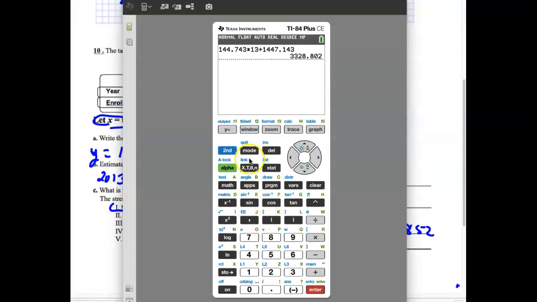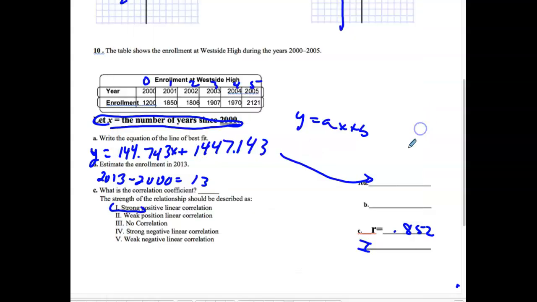Okay, so here I have it all plugged in. I get 3328.8. It is talking about student enrollment, so we're going to have you just go ahead and round that to the nearest whole number. So I would put down 3329, and then I'm just going to double check to see if this answer makes sense. Let's see, 3329, looks like it's going up. This tells me it's going up about 150 every year. That's what the slope means.